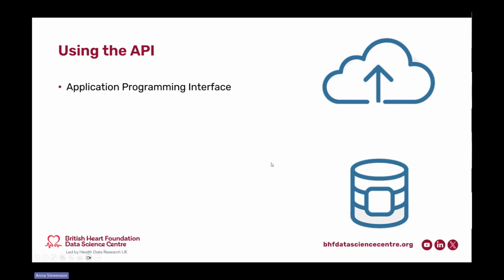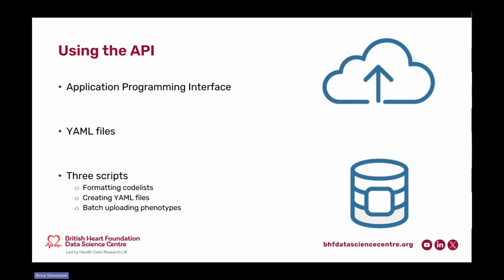But basically, to use the API, the metadata for each phenotype needs compiled into individual YAML files. Now, doing this manually would take about as long as using the interface. So we've created some scripts to speed up and automate the process to cut down the time it will take, which hopefully will be useful, particularly for projects that do have multiple phenotypes to upload. So the scripts cover formatting Codelists, creating YAML files, and batch uploading phenotypes. I'm just going to briefly cover what each script does, and I'll show you them in action.